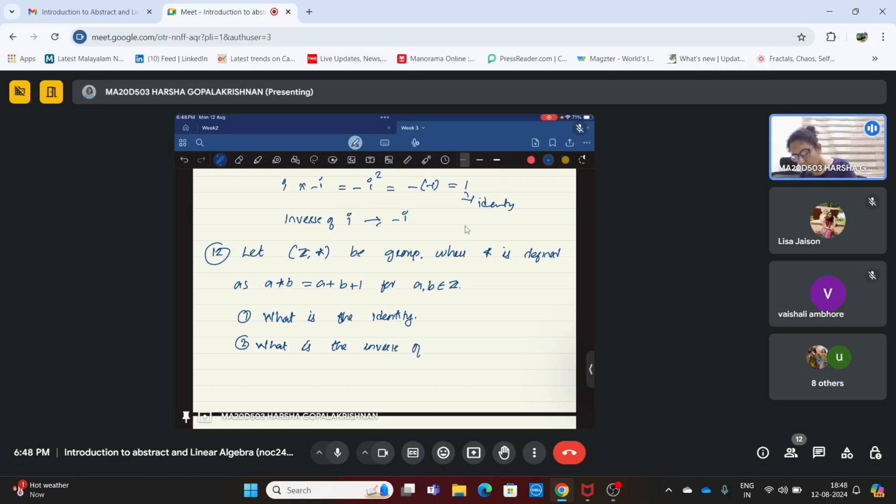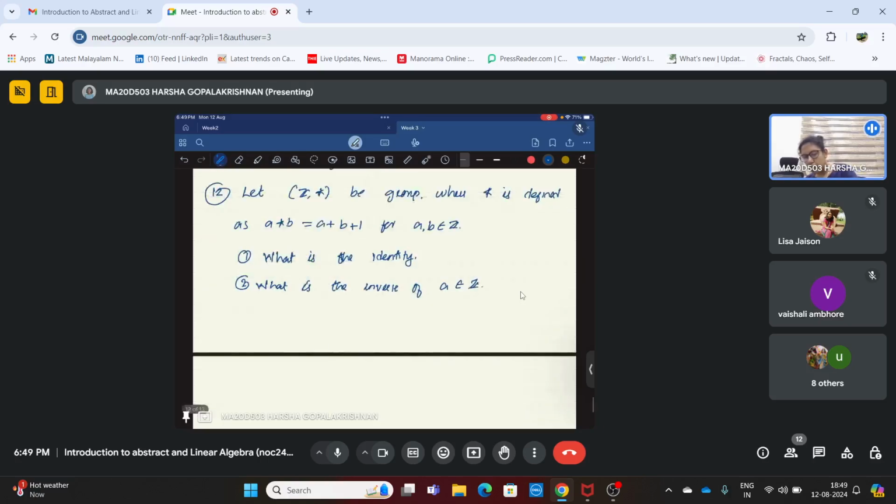What is the inverse of an element A in Z? Okay. So you can check whether it is a group or not, whether all the conditions hold, like closure property and associativity. Only these two we need to consider, because identity and inverse we will cover here. So that you can maybe check later. So the first question is, what is the identity here?